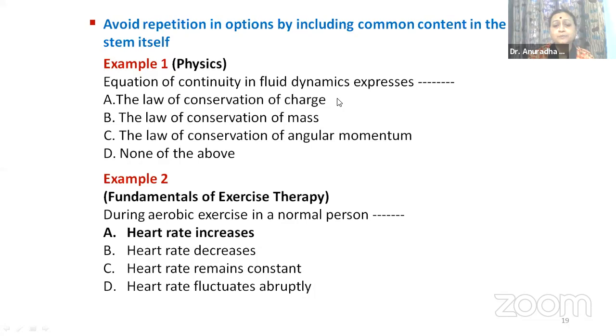Avoid repetition in options. Now, repetition in options can be avoided, how will you do it? By including the common content in the stem itself. Now, here is an example in physics. All these are questions that have come about again.